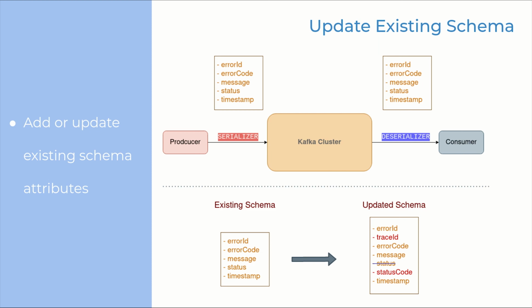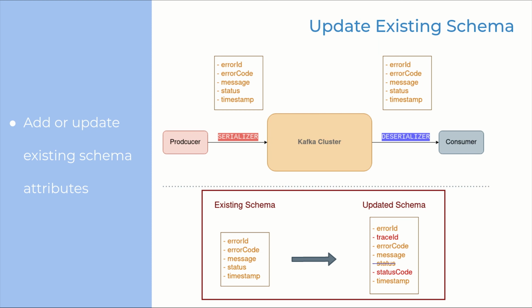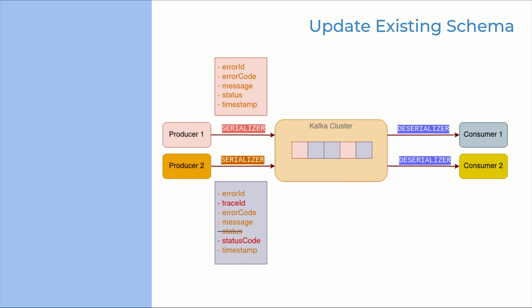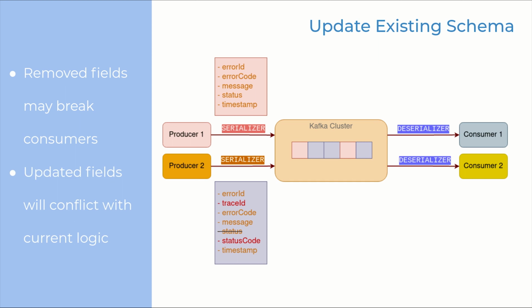And what if we need to update the schema? As in this example, let's say we remove the status and make it status code, and newly add trace ID. Then how should deserialization handle this situation? In the event of updating the schema, it will impact the existing consumers since the payload is getting updated. If the deserializer is not aware of those changes, and if it is a breaking change, the consumer will fail to compose the message correctly.